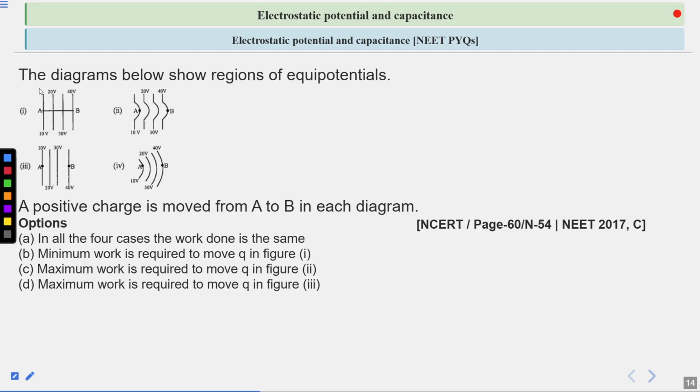Okay, next question. The diagram below shows regions of equipotentials. A positive charge is moved from A to B in each diagram. Option A: in all 4 cases, the work done is same. Option B: minimum work is required to move Q in figure 1. Option C: maximum work is required to move Q in figure 2. Option D: maximum work is required to move Q in figure 3. So we have to determine that. Okay, we have to move the positive charge from A to B. I will give you some time to think about it.